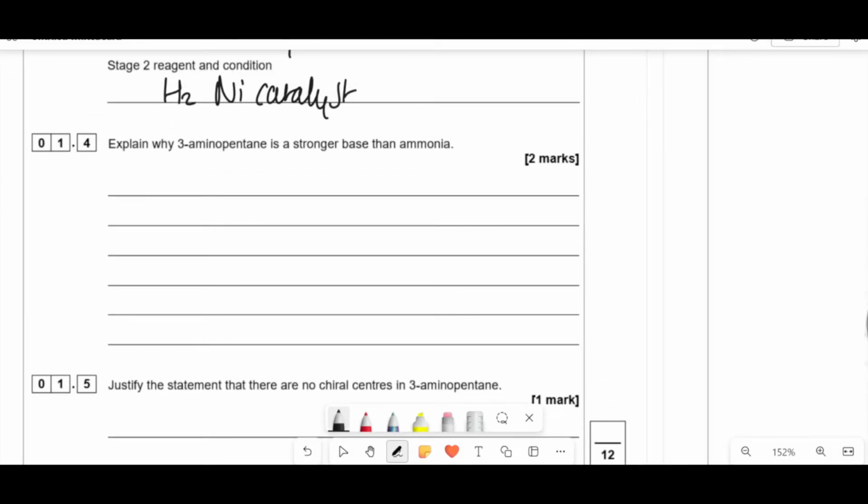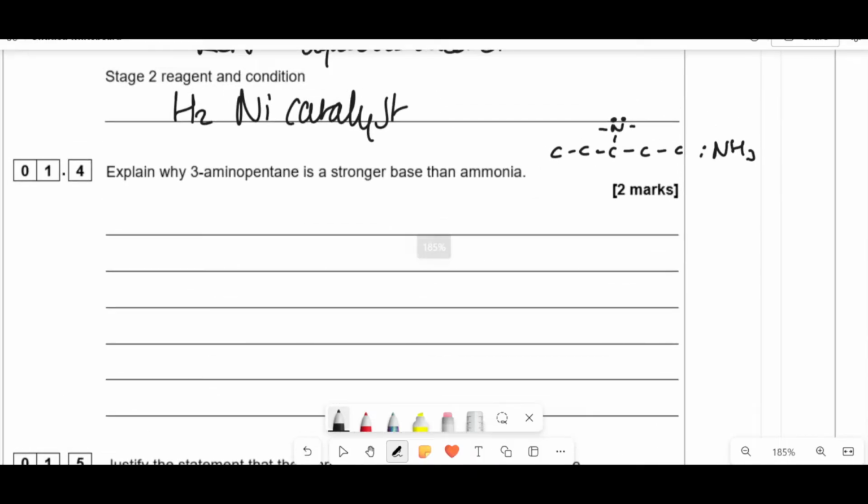Now it says, explain why 3-aminopentane is a stronger base than ammonia. Anything in the world that accepts an H+, as in joins with it, is a base. So let's compare them side by side. 3-aminopentane, so 1, 2, 3, 4, 5, and then there's the amino group at carbon 3, and there's the lone pair. And then it's versus ammonia. Something about these two is making this a better base. It's better at accepting H+. The only fundamental difference between these two is that this one has a whole group of CH3s on it and this has nothing. So something about these CH3s makes this better at bonding with an H+.